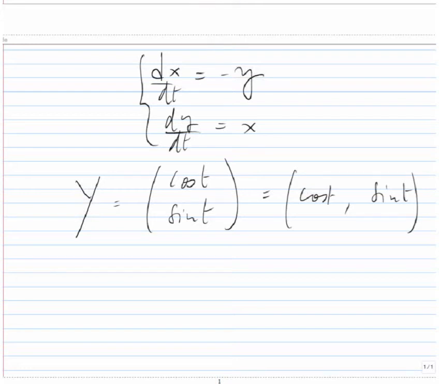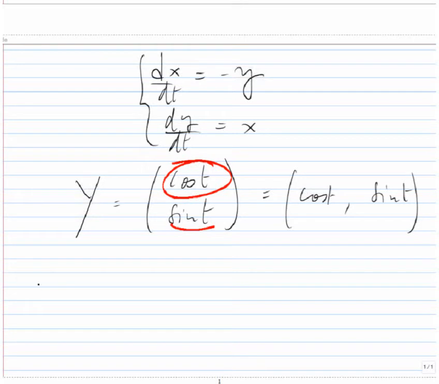a solution, because the derivative of x, which is the derivative of cosine t, is minus sine t, which is minus y. And the same when you take the derivative of y, which is the derivative of sine t, is equal to cosine t, which is equal to x. So this capital Y is indeed a solution to your system. Next, we wanted to use Euler.